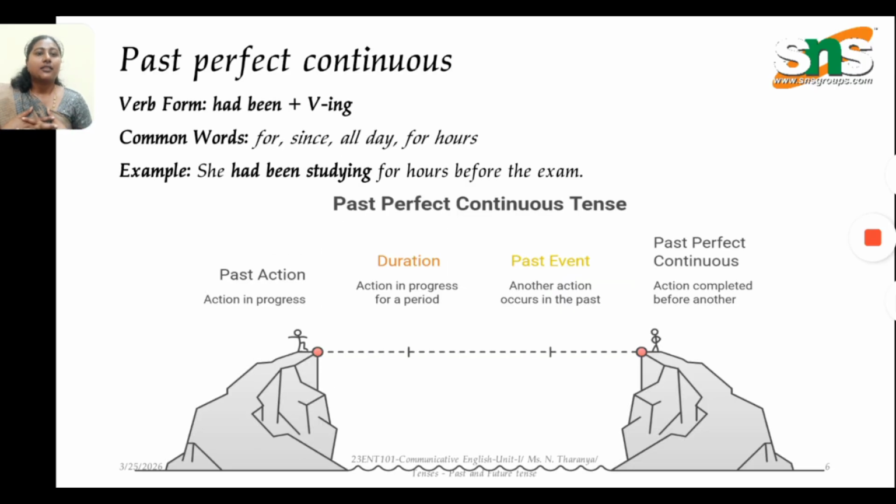So the past perfect continuous tense aspects are action in progress, the duration, action in progress for a period. Past event, another action occurs in the past but it's still continuing. Past perfect continuous is action completed before another. So these are the circumstances we use past perfect continuous.